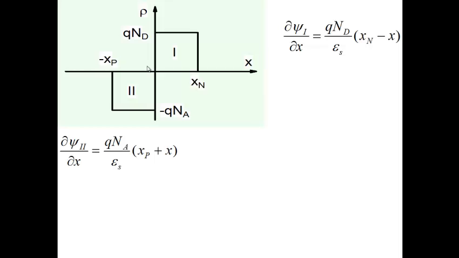All right. The next thing is, once you know the electric field here, which goes like this, and here, all you need to do is integrate it once more. Once more, if you integrate, you get q Nd by es times (xn x minus x squared by 2) plus c1 here.